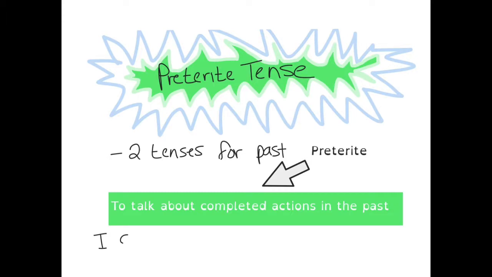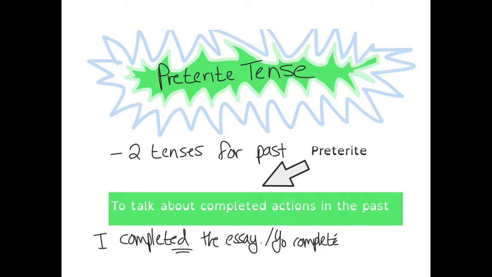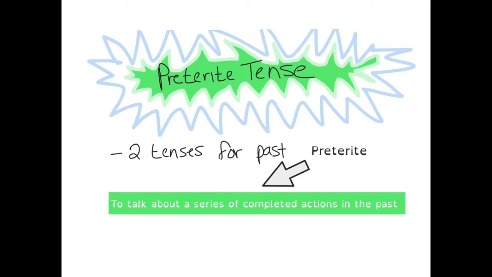So an example would be, in English, I completed, notice ed here, the essay. By saying completed, you're implying it's done, it's completed action. In Spanish, yo completé el ensayo. Again, the action is completed.